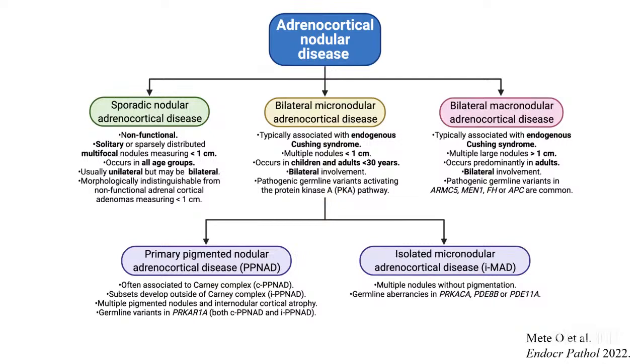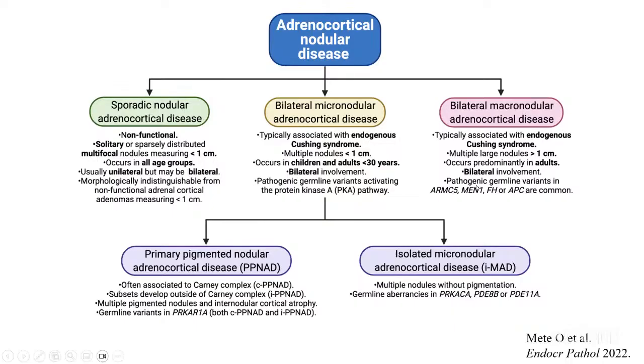And the micronodular, the nodules are measuring less than 1 centimeter. It's usually found in younger patients with bilateral involvement. And it can be further subdivided into primary pigmented nodular adrenocortical disease, which is associated to a hereditary condition called Carney complex. There's also an additional variant, which is more or less the same, but without the pigmentation that you see in primary pigmented nodular adrenocortical disease. And this one is called IMAD, or isolated micronodular adrenocortical disease. Again, heavily associated to germline variants in the protein kinase A pathway.